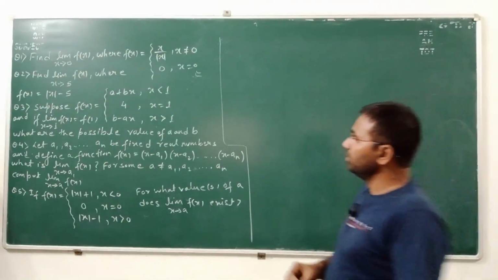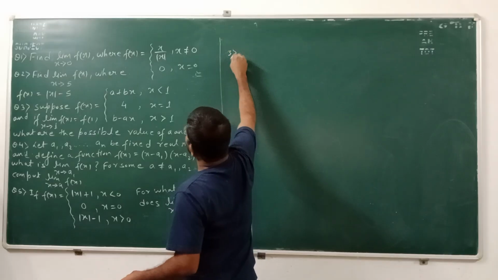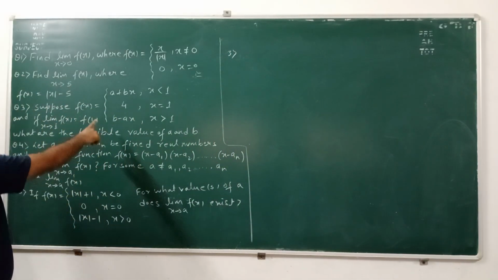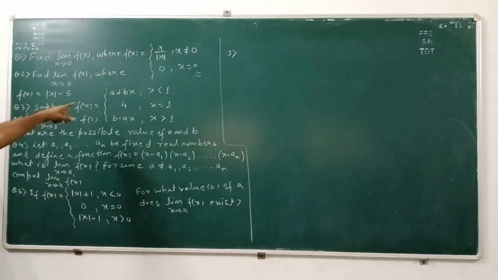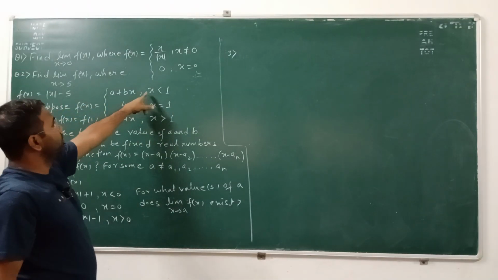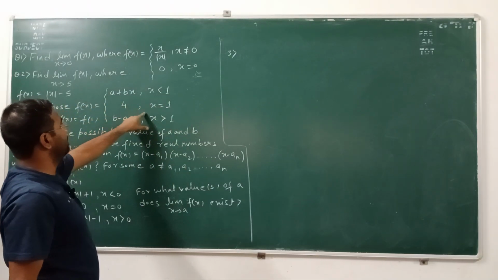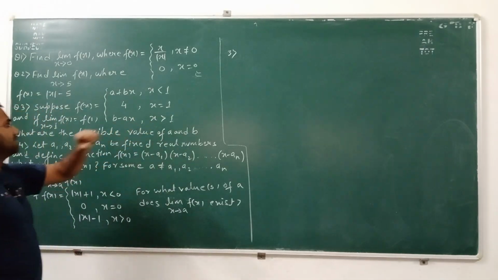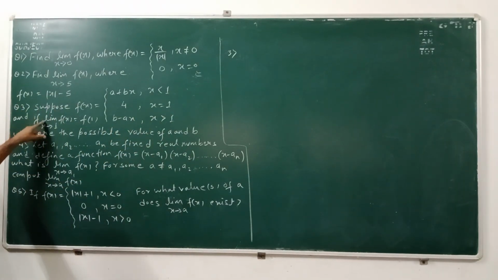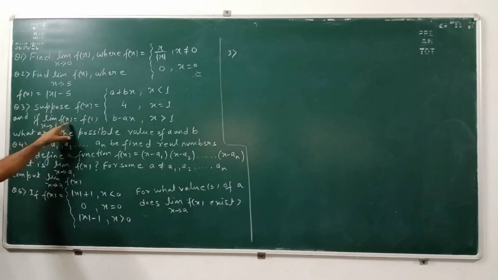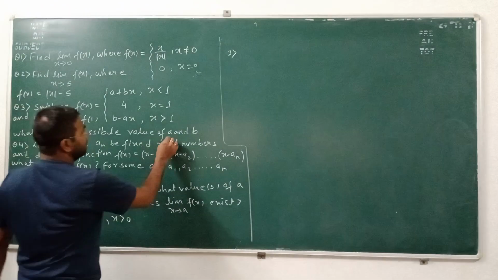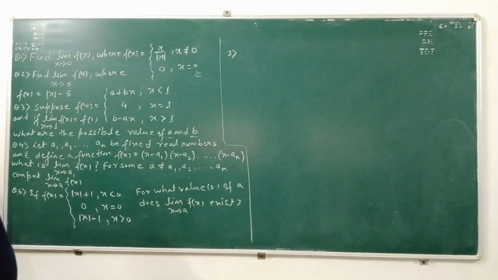Okay. Now let us see question number third. Question number third is saying that suppose f(x) is given: a plus bx if x is less than 1, 4 if x is equal to 1, b minus ax if x is greater than 1. Now if limit x tends to 1 of f(x) is equal to f(1), what are the possible values of a and b? You have to find the values of a and b.